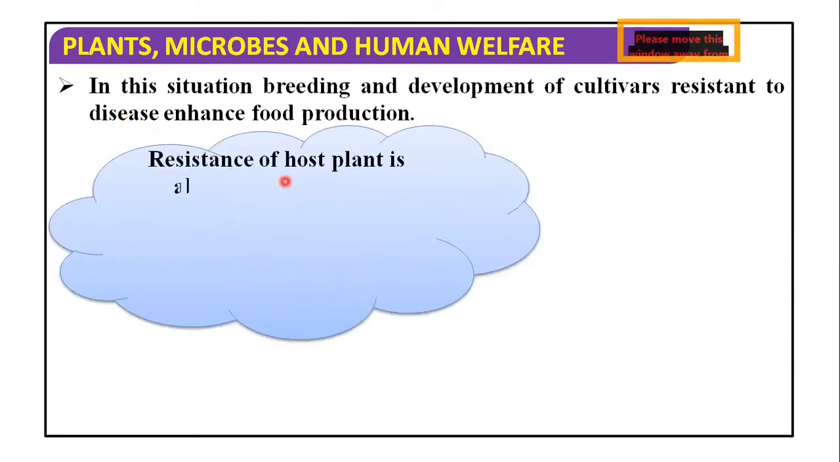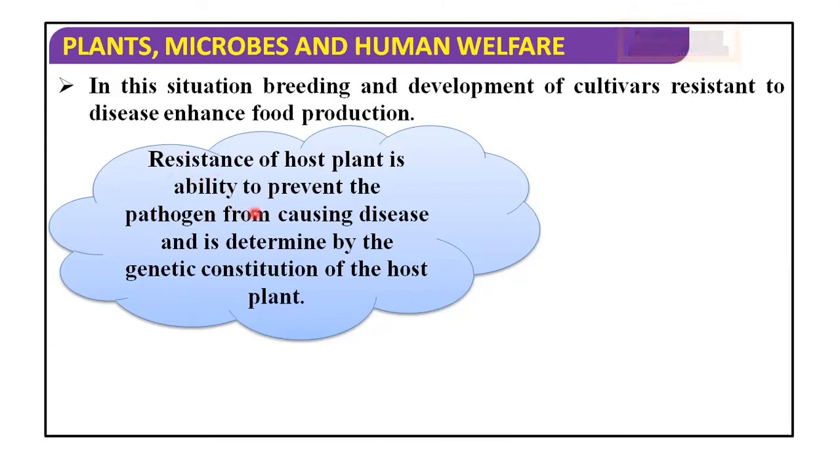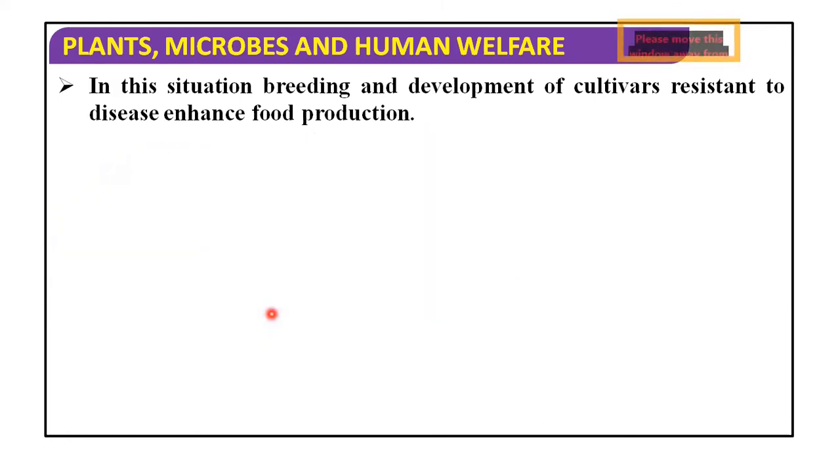Now resistance of the host plant is the ability to prevent the pathogen from causing disease and is determined by the genetic constitution of the host plant. Means suppose the host plant has the characteristic to resist diseases, so it will prevent the pathogen which can cause the disease, and it depends on the genetic constitution of the host plant also.